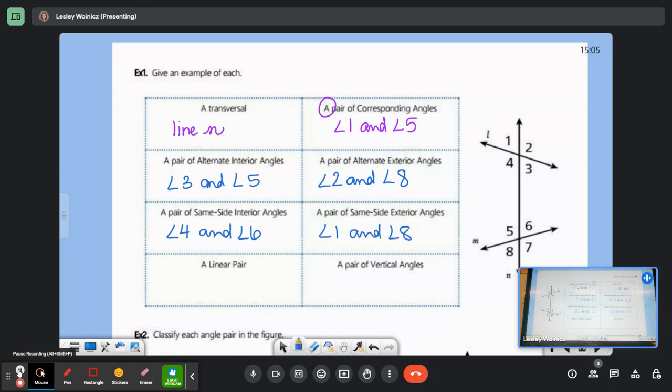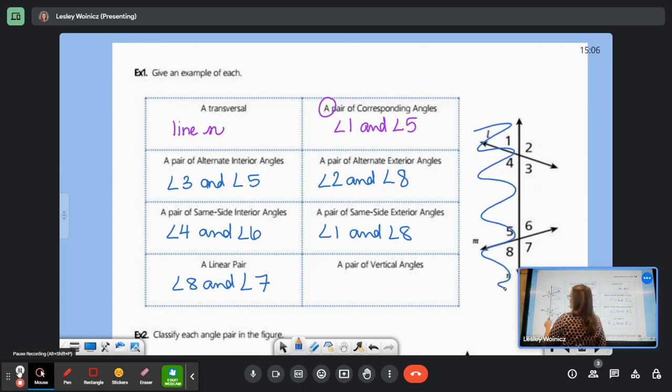All right, what about a linear pair? Remember that linear pairs are adjacent and that when you add them up, they add up to a straight angle, which is 180 degrees. 8 and 7, good. Wait, 4 and 6. What's the difference? Not 4 and 6. It's the same side of the transversal, but 6 is on the other side. You wrote 6 and not 5. Sorry.